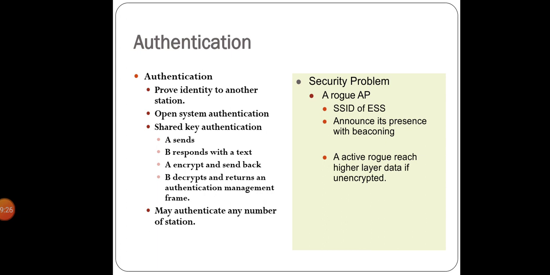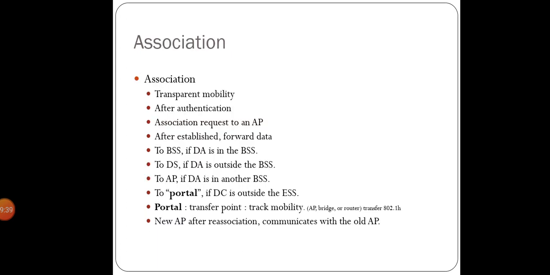Security problem. Rogue AP, SSID of ESS announce its presence with beaconing. An active rogue can reach higher layer data if encrypted. For the association, transparent mobility. After authentication, association request to an AP. After established, it forwards data to BSS if DA is in the BSS, to DS if DA is outside the BSS, to AP if DA is in another BSS, to portal if DA is outside the ESS.